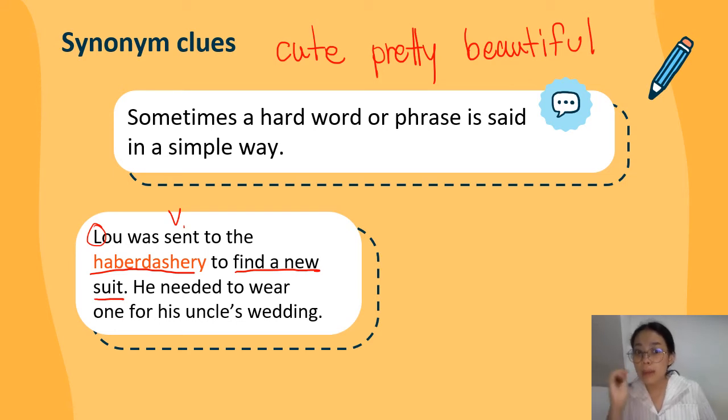Any more information? Maybe just read a little bit more. Maybe you will get some meaning, or maybe not. Just read first. He needed to wear one for his uncle's wedding. A suit for the wedding and for the uncle. Maybe when you go to the haberdashery, you can find new suits that you can wear to a wedding, for men. So you get the meaning of haberdashery.